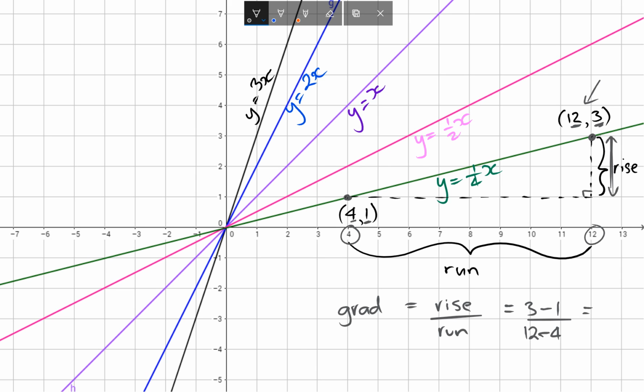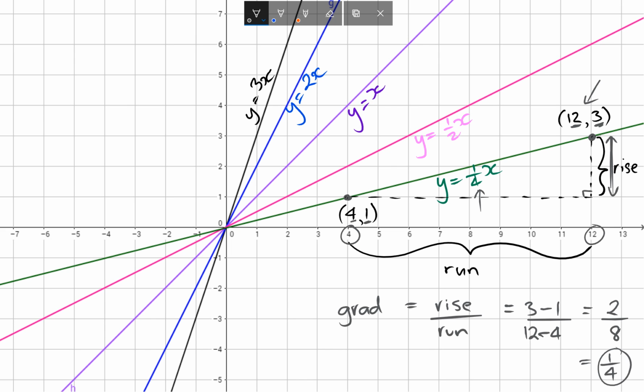So we get 3 minus 1 is 2. 12 minus 4 is 8. So 2/8 is the gradient, which simplifies down to 1 over 4. So you can see where you get 1 over 4 in the equation. So that's rise over run.